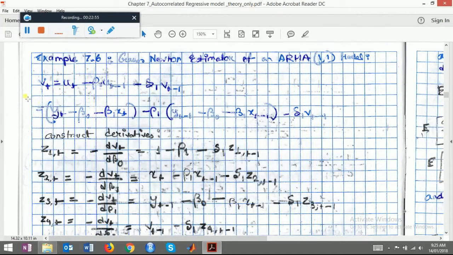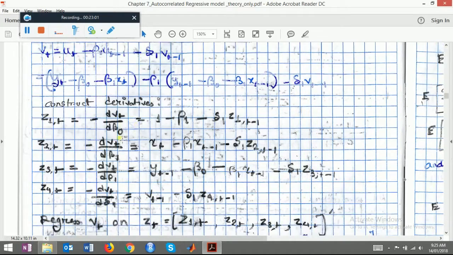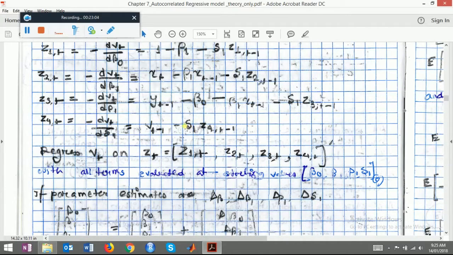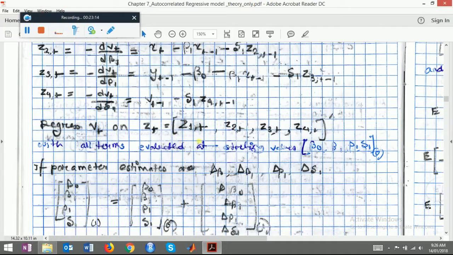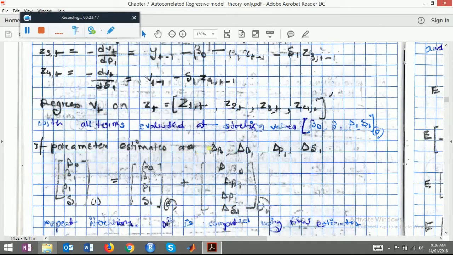So very simple. First, just like before, we expressed the ARMA 1-1 in terms of Vt, then we construct the derivatives of Z, and then we regress V on Zt. So we construct the Z matrix, and then we regress V on Zt with all terms evaluated at starting values beta naught, beta 1, rho 1, delta 1.